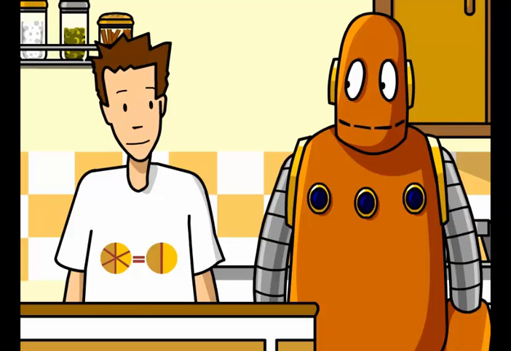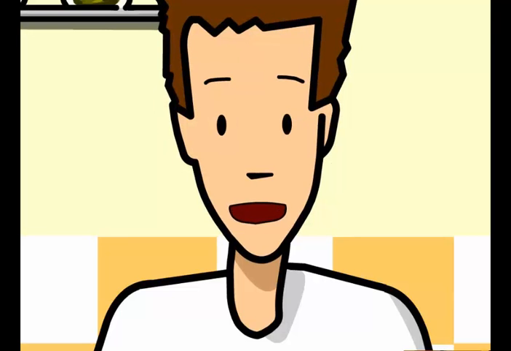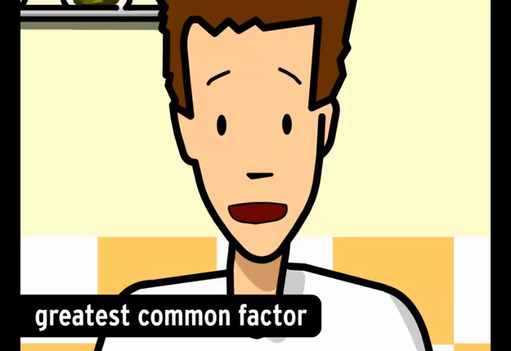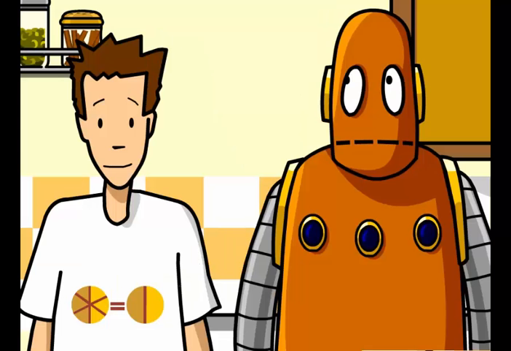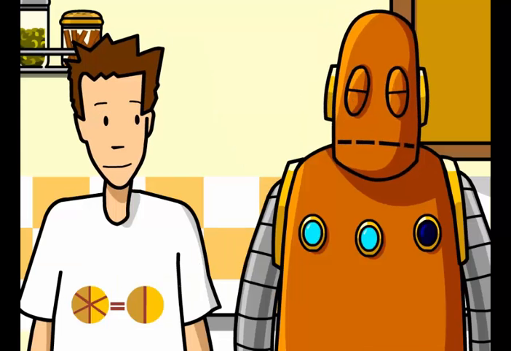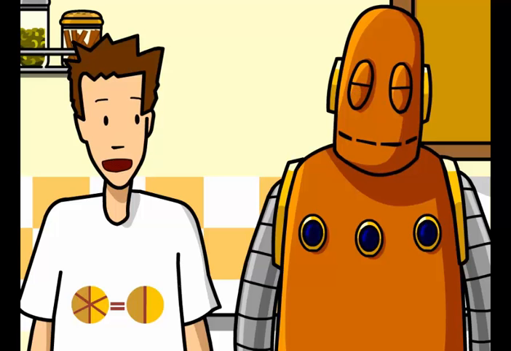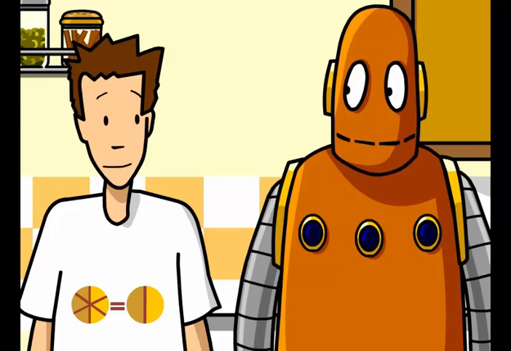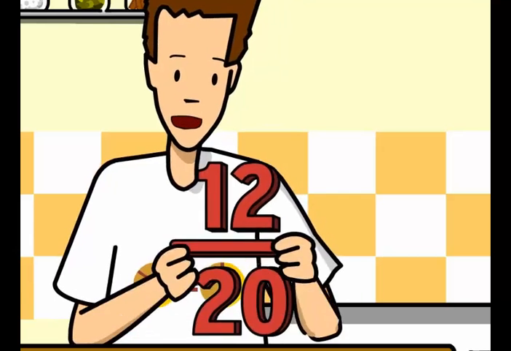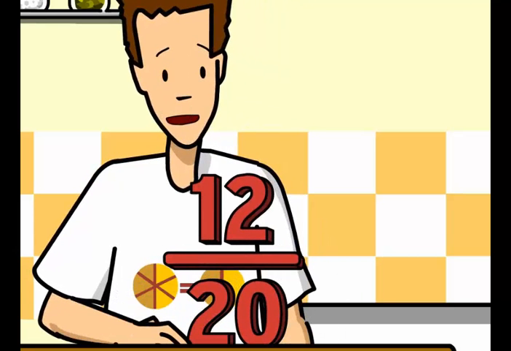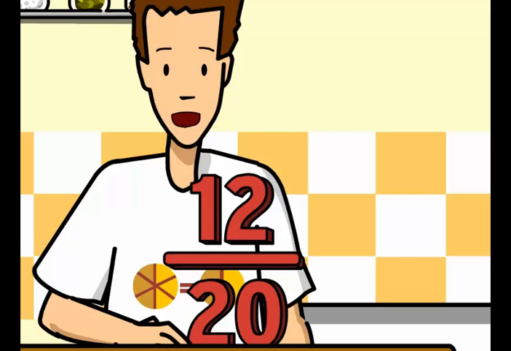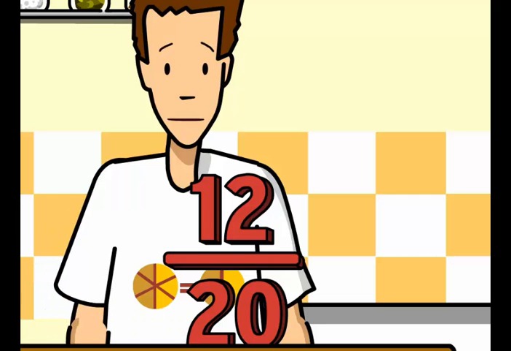I like pizza. Anyway, to reduce a fraction, you first have to find the greatest common factor of the numerator and the denominator. That's the largest number that will divide evenly into both. Let's say you're given the following fraction, 12/20. To find the greatest common factor, you can make a list of all the factors of 12 and 20, and then pick the biggest one they have in common.